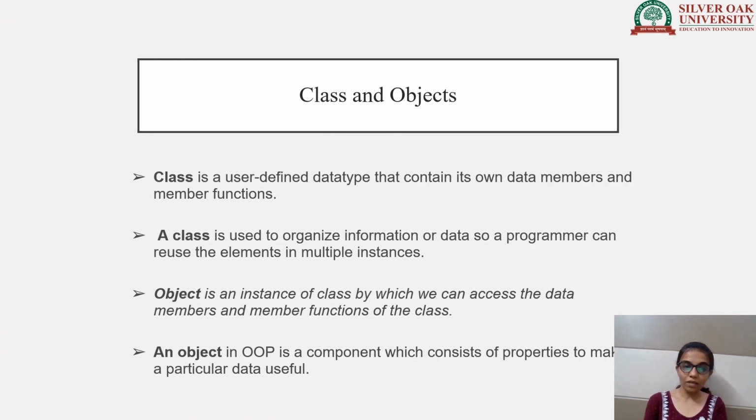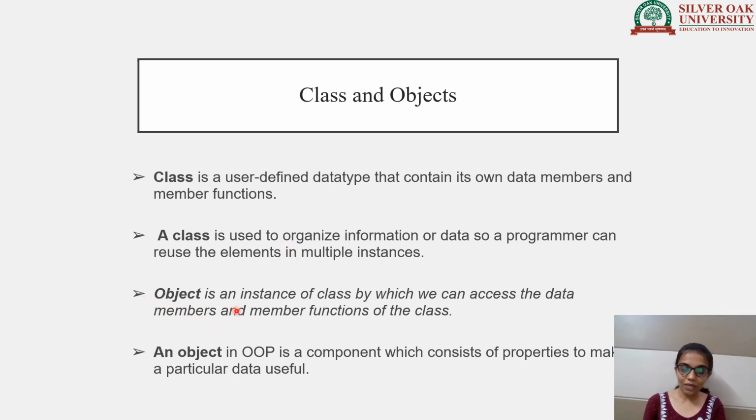So, class and objects. Here is the definition of the class. A class is a user-defined data type that contains its own data members and member functions. As we discussed, a class is used to organize the information or data, so the programmer can reuse the elements in multiple instances. If I need many objects of the car, I don't have to create a class again and again. One class is already created, and I can create multiple instances, multiple objects, of that particular class.